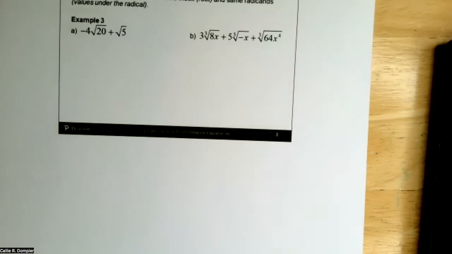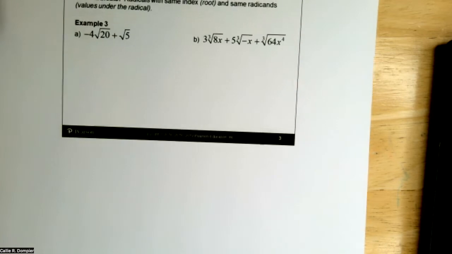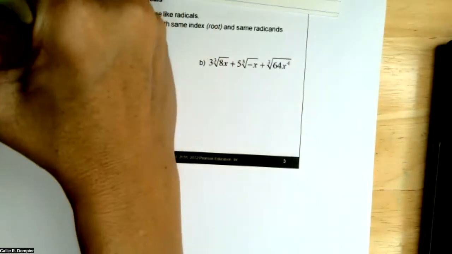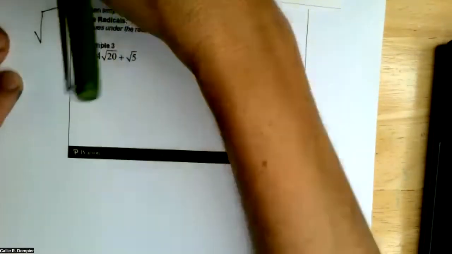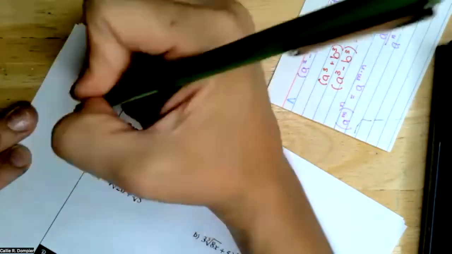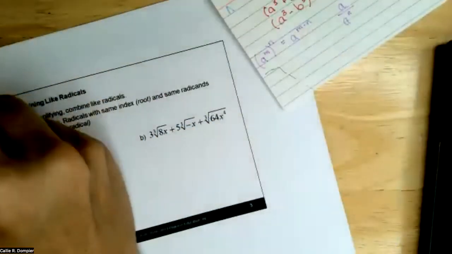All right, combining like radicals. When simplifying, combine like radicals. Radicals with the same index and the same radicand. So you want this. Here is the index. The index is this number. And then this is the radicand.